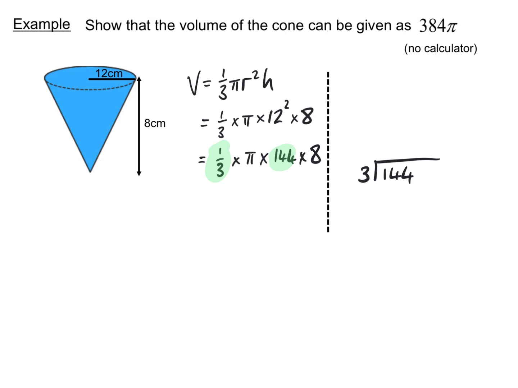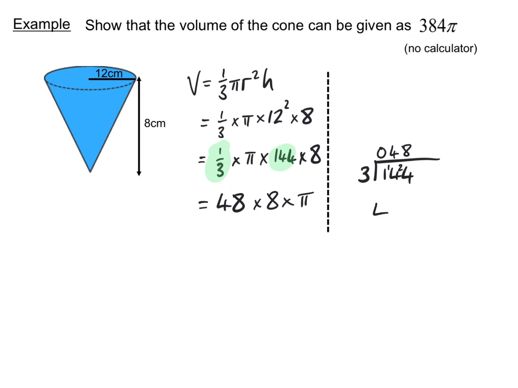And if I start to do that, 3 goes into 1, 0 times, carry the 1. 3 goes into 14, 4 times, remainder 2. And 3 goes into 24, 8 times. So that 1/3 times 144 is 48. So now we have 48 in place of those two green parts, times 8 times pi. Okay, so this comes to 48, and then we're left with the 8 and the pi still here. Now I'm hoping that when I do 48 times 8 next, that's what I'm going to get.